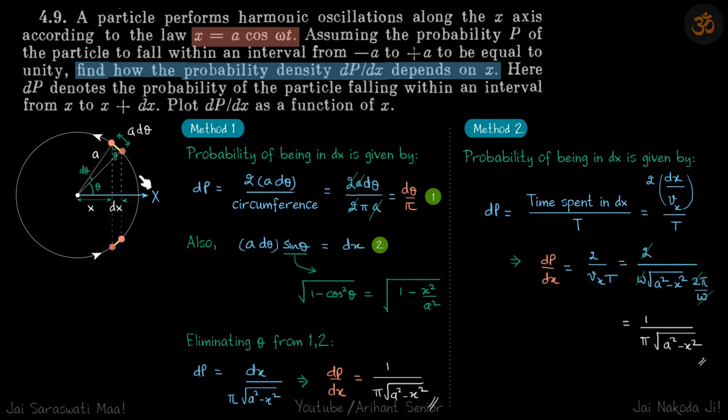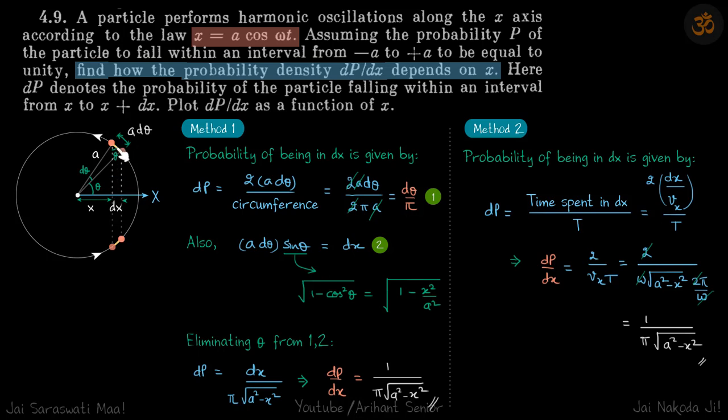So let's see it with a phase diagram first, because it's easier to understand what's happening when we think in a phase diagram. So this is a particle in the phase diagram, it's going like this. Now if you take x and then a further distance dx, we need to know the probability of the particle being in this region. So that dp by dx we need to find.